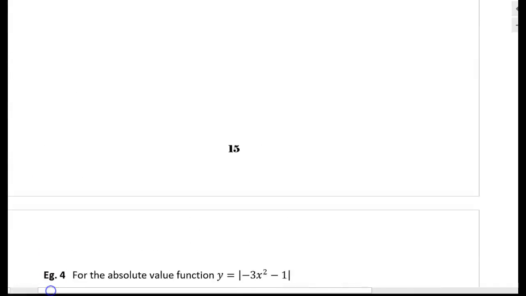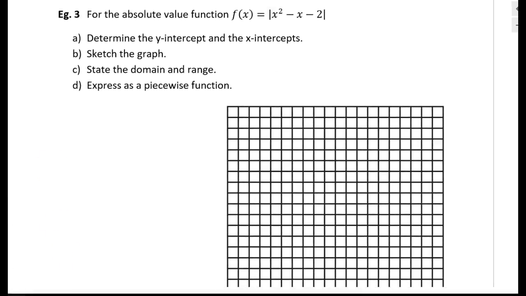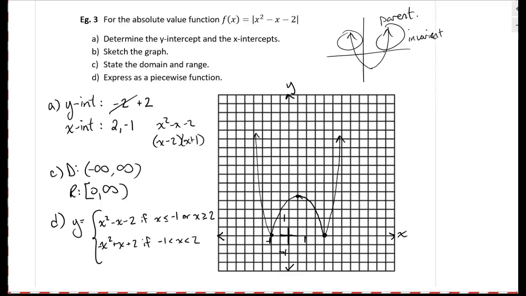I'm going to leave them for you to try on your own, just so that you get to experiment with how you like to do it. Do you like to draw the parent function? Do you like to make that table of values? Whatever strategy works for you, give them a shot, play around with it in these two examples. So looking at example 3, I've done all the work, so make sure that you actually know how to do this. Try it yourself, okay?